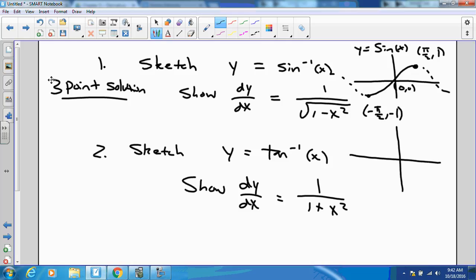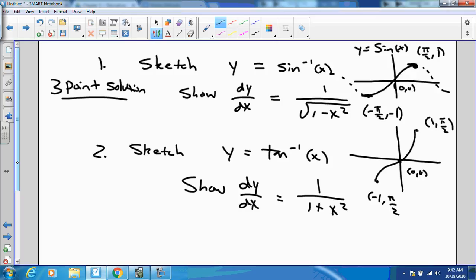And so now, if I invert these points, I get negative 1, negative pi over 2, 0, 0, and 1, pi over 2. And I'm going to draw it so that it is also increasing, but so that my horizontal tangents here become vertical tangents. And here's the graph of inverse sine. Not hard to do.